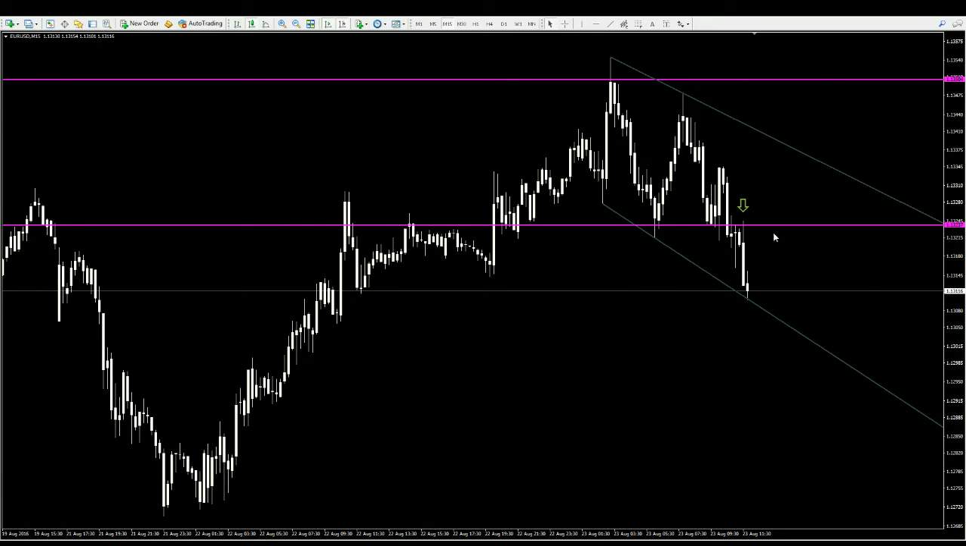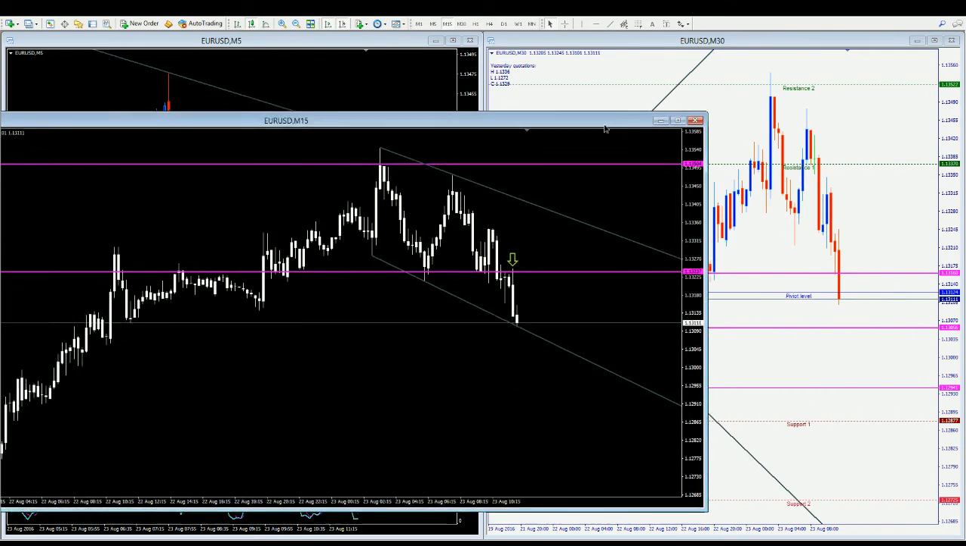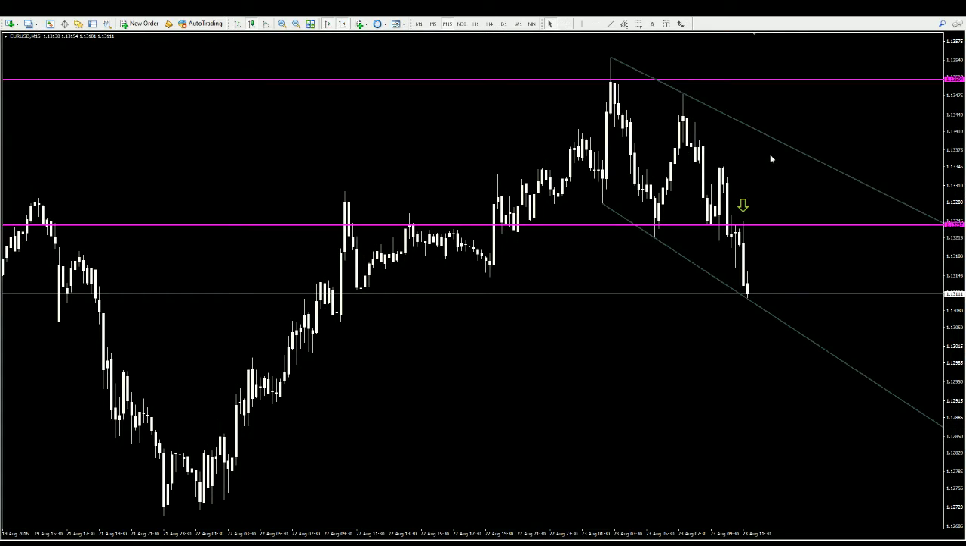You don't have to use the same colors. I have other charts as well that look more normal like this one. So it doesn't matter.